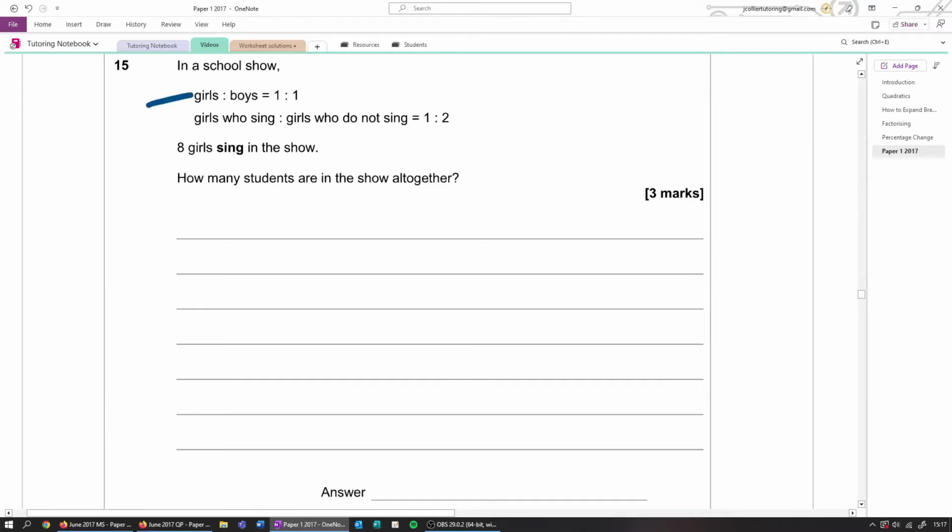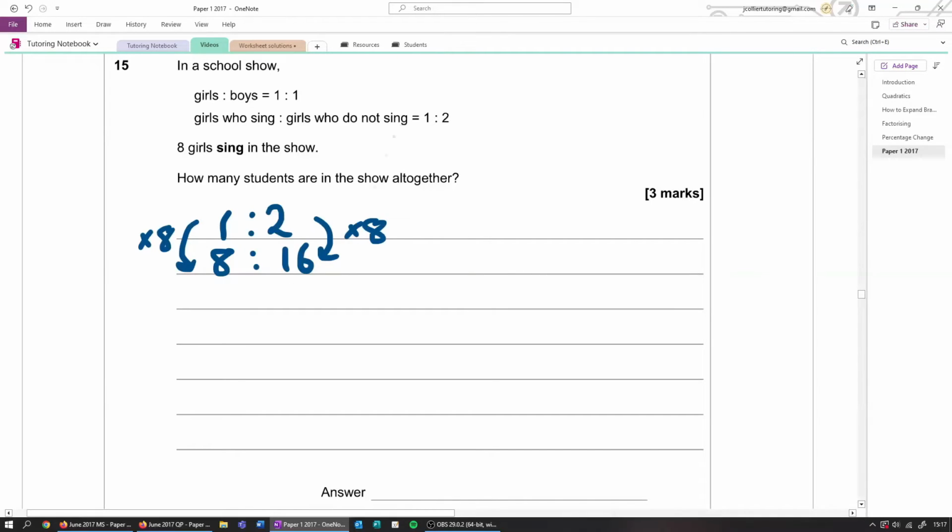Now, do you think this is going to relate to this one or to this one? Well, I think it's going to relate to the bottom because that's the one that involves the word singing, and that's what they've given us here. Okay, so the girls who sing to girls who do not sing is 1 to 2. There are 8 girls who sing, so there will be 16 girls who don't sing. How I've done that is I've multiplied the left by 8, which then I have to multiply the right hand by 8 to keep it proportional, and that has given me this ratio of 8 to 16.